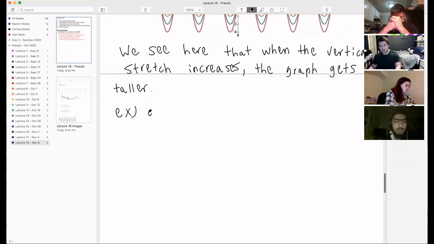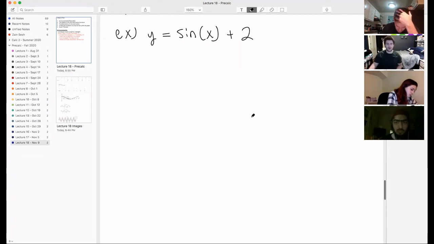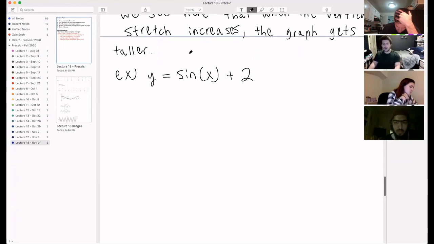Let's do y is equal to sine of x plus 2. First of all, would anyone like to tell me what transformation this will be of the sine function? What are we doing to it? What type of transformation is this of the sine function?